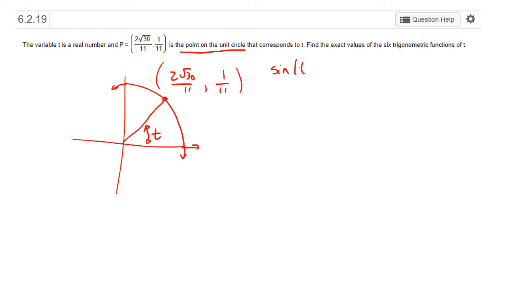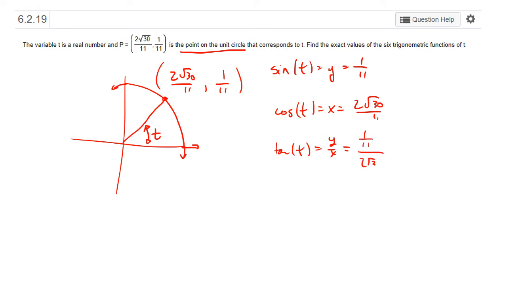The sine of t is the y coordinate, which is exactly 1 over 11. The cosine of t is the x coordinate, which is exactly 2 root 30 over 11. These were just given to us. The tangent of t is y over x, which is 1 over 11 over 2 root 30 over 11. Cancel the common denominator of 11 for 1 over 2 root 30. If you don't like radicals in the denominator, root 30 over 60.